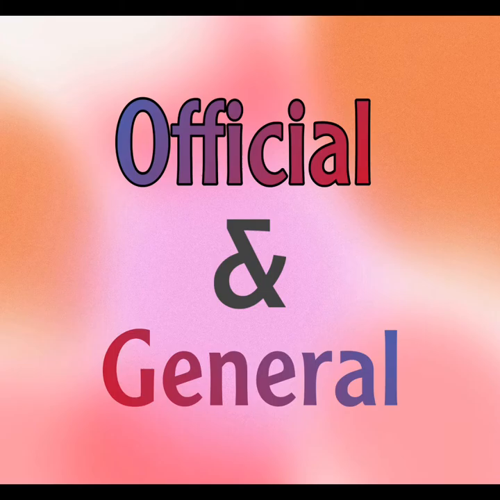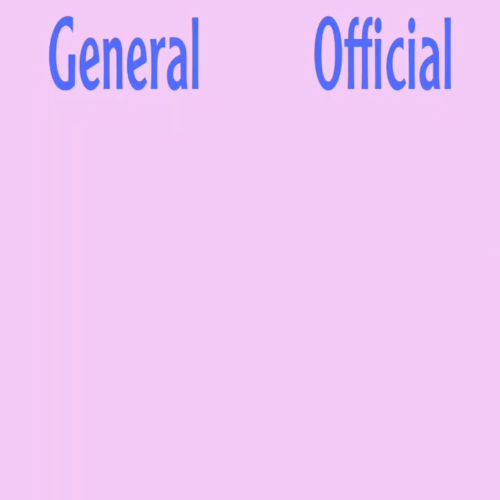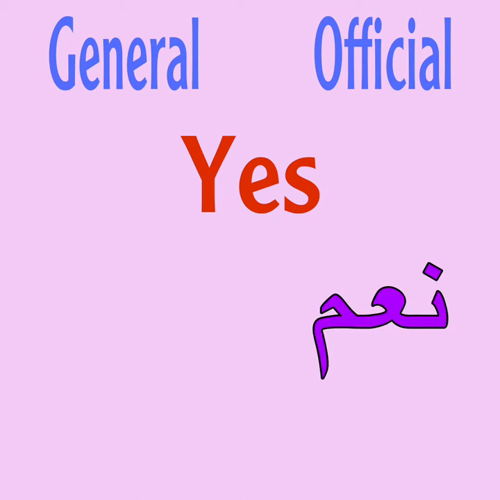In today's video, I'll be teaching you some important new words that are useful for your daily life. First word. How do we say yes in formal Arabic? Na'am. Na'am. But sometimes you would hear someone say eh, which means yes. So na'am and eh mean yes.